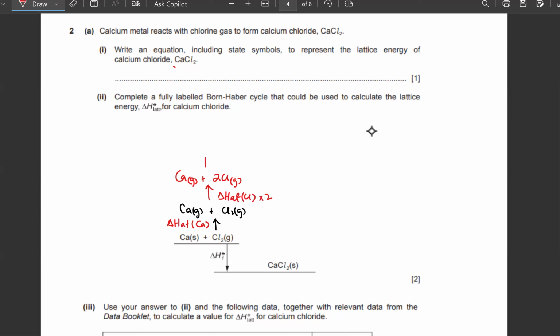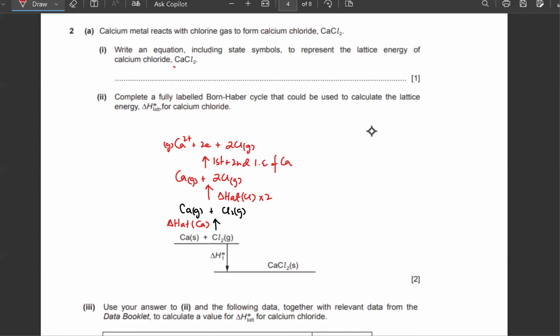Then I'm going to ionize this. I'm going to ionize calcium first. Calcium will form 2+ ions and it's going to lose 2 electrons, while Cl is not doing anything at the moment. I need to write down the states: calcium was gaseous and the Cl is also gaseous. So what is this? This is the first plus second ionization energy of Ca. Okay, fully labeled.